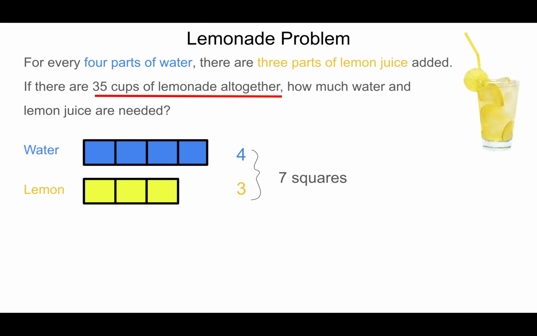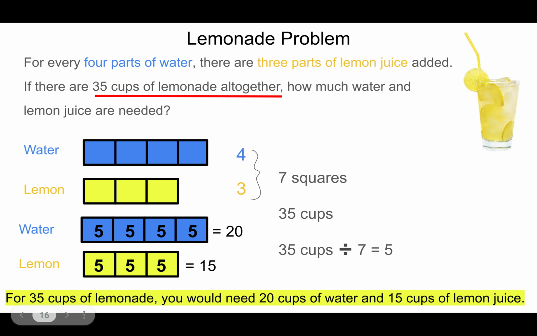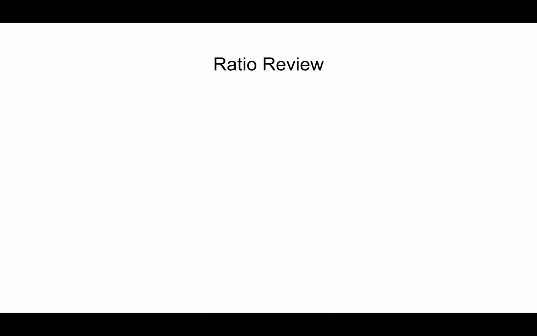I also know that there are 35 cups of lemonade altogether. So here we have 7 squares altogether, and we want 35 cups altogether. So we can find the quotient of 35 and 7, which is 5. That means that each of the squares is equivalent to 5. So for the water, it's 5 multiplied by the 4, since there are 4 squares, or 20. For the lemon juice, it's 5 multiplied by 3, for the 3 squares, or 15. So for 35 cups of lemonade, you would need 20 cups of water and 15 cups of lemon juice.